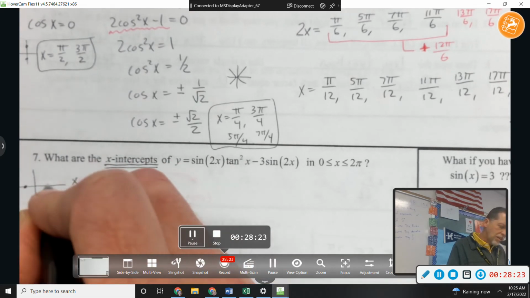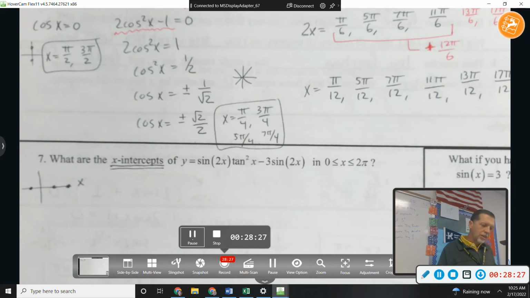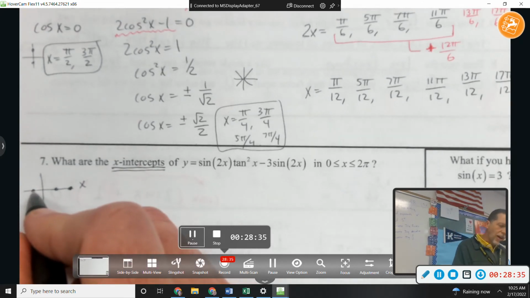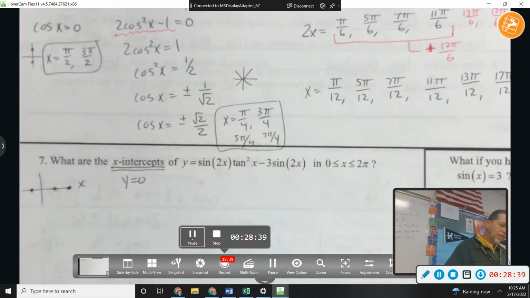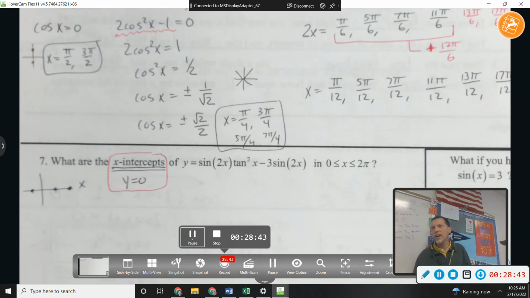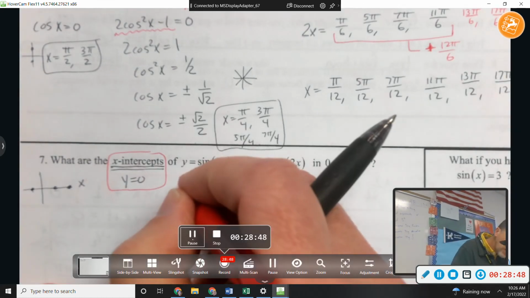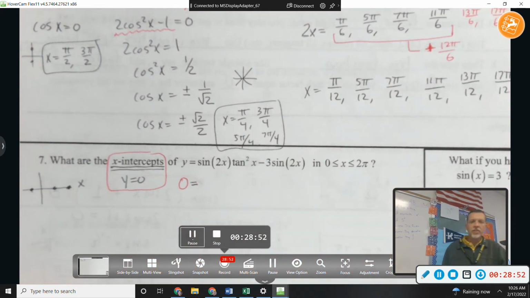So just generically, I have no idea what that graph looks like, but generically that means where it crosses the x-axis. What's happening, ordered pair-wise, when the graph is crossing the x-axis? Y is 0. So, speaking of algebra that we've forgotten maybe, x-intercepts means y is 0. And so now this is set to 0 for us.